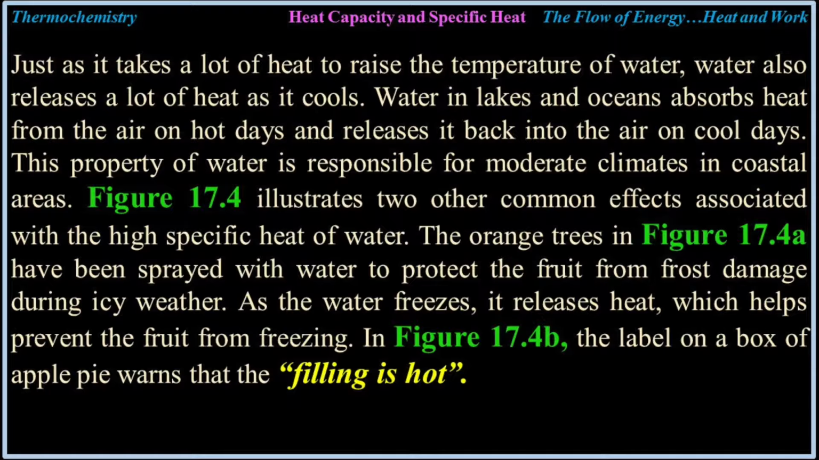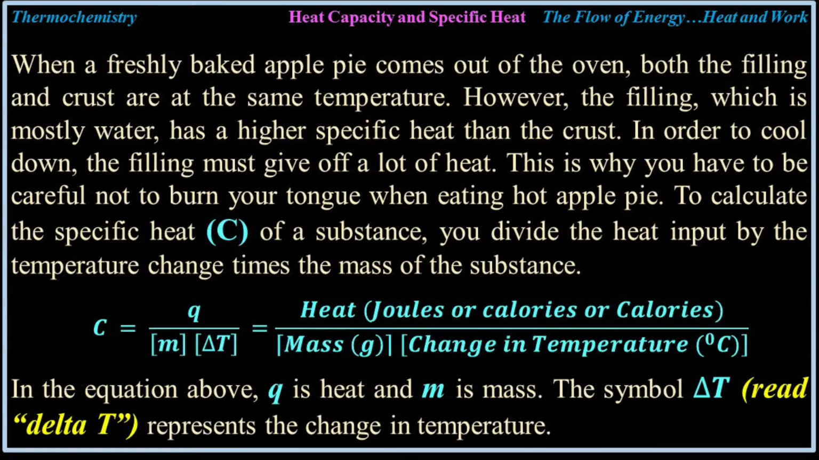The orange trees in Figure 17.4a have been sprayed with water to protect the fruit from frost damage during icy weather. As the water freezes, it releases heat, which helps prevent the fruit from freezing. In Figure 17.4b, the label on a box of apple pie warns that the filling is hot, and people still will ignore that and get burned.